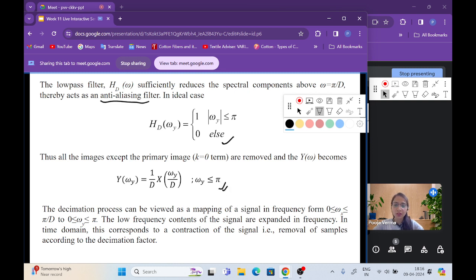So the decimation process can be viewed as a mapping of a signal in frequency, where omega_x varies from 0 to pi by T, to omega_y varying from 0 to pi. It maps the input frequency, which carries the signal 0 to pi by T, to omega_y, that is the output frequency, 0 to pi. The low frequency components of the signal are expanded in frequency, with a corresponding contraction in the time domain, that is removal of samples according to the decimation factor.